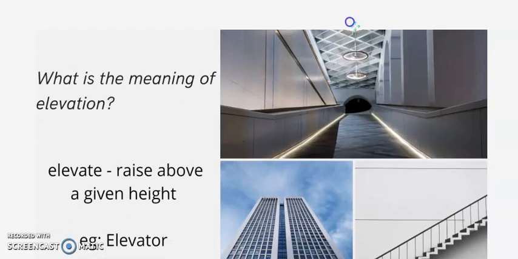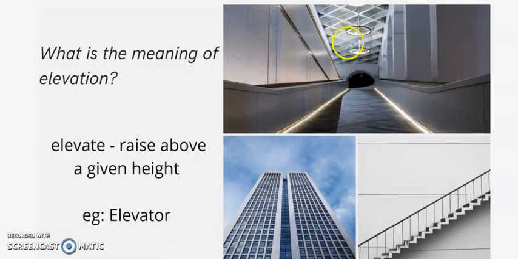So the first concept of trigonometry, the first thing that you should know, is the meaning of the word elevation. As you can see here in this picture, there is a sideway which is allowing you to walk in the upward direction, towards the tunnel. The building is raised higher, right? And the staircase. What does this picture depict? The elevator in this building allows you to move up. What is an elevator? The meaning of elevation is raising high above a given height.